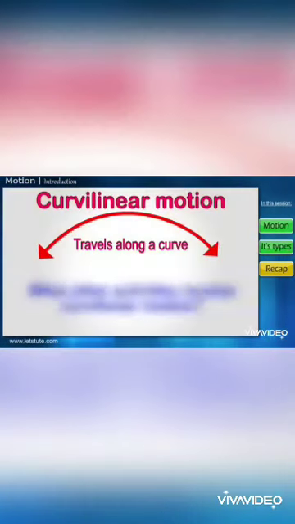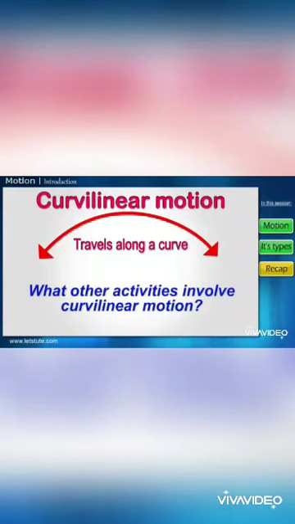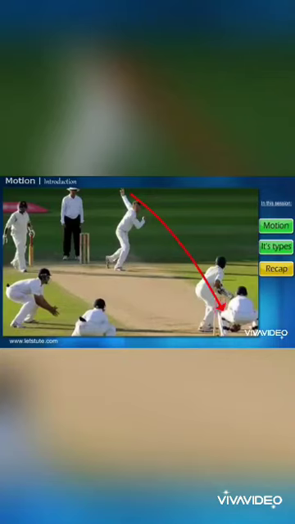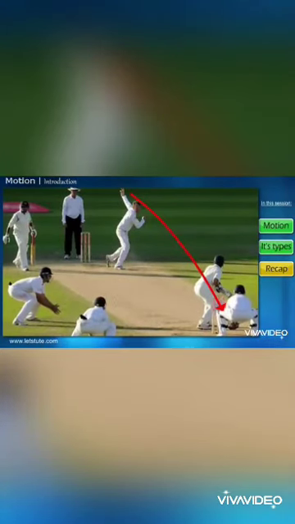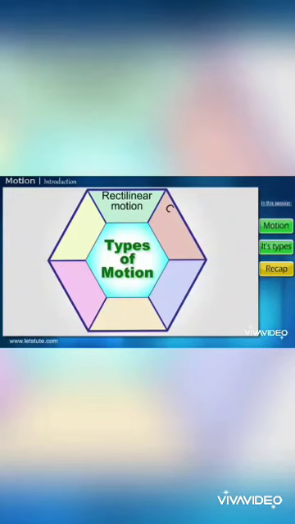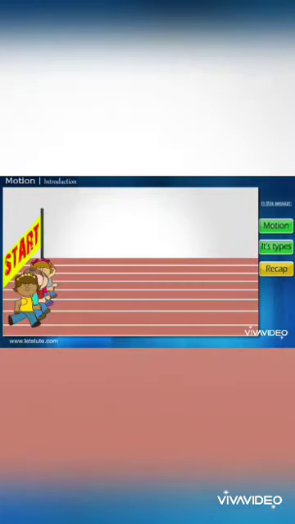Now let us see a few more examples of curvilinear motion. The game of cricket is a good example of curvilinear motion. If we hit a six, we notice that the ball follows a curved path. So now we have all understood what rectilinear motion and curvilinear motion are. Now let's see the scenario of the race.